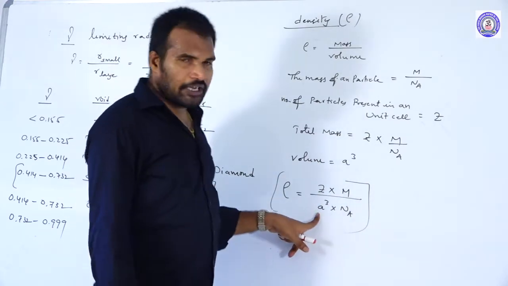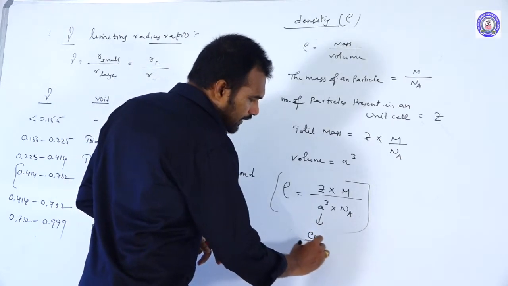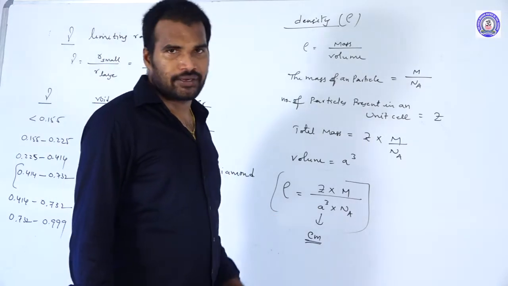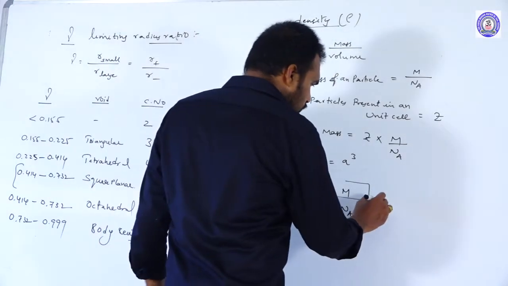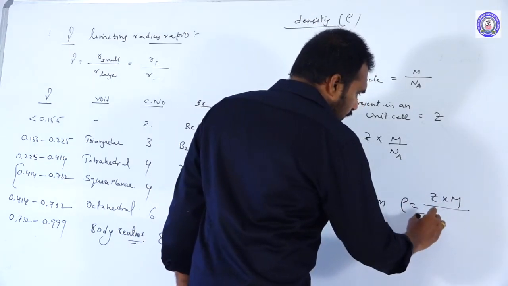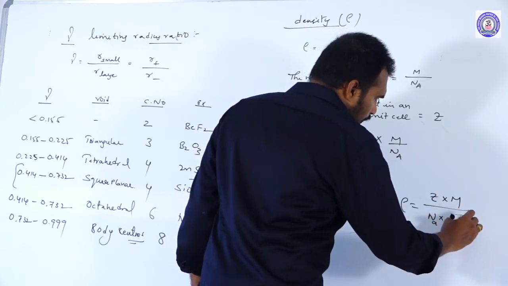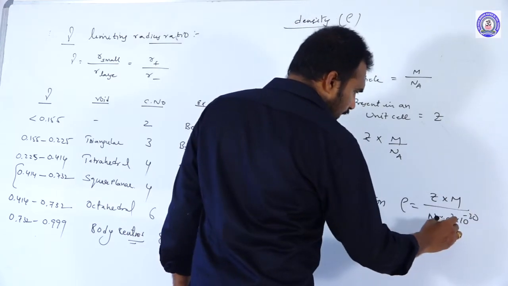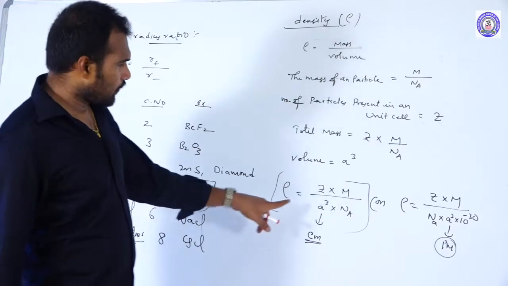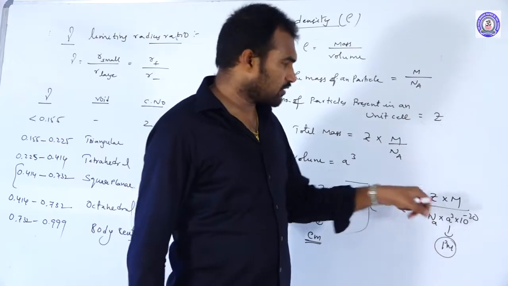And what is the volume? a cube. This is the formula when a is in centimeters, edge length given in centimeters. Sometimes what happens? Edge length they may give in picometers. In case of picometers, we should use this formula: rho is equal to Z into m by Na into a cube into 10 power minus 30, where edge length is in picometers. This interconversion you should remember. If you take the edge length directly in centimeters, this is the formula. If the edge length is given in picometers, this is the formula.